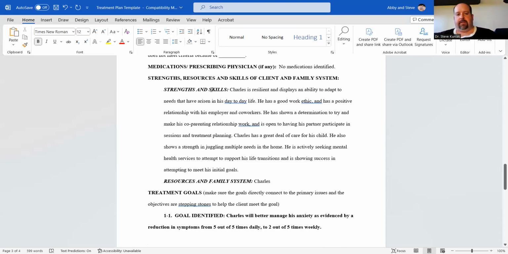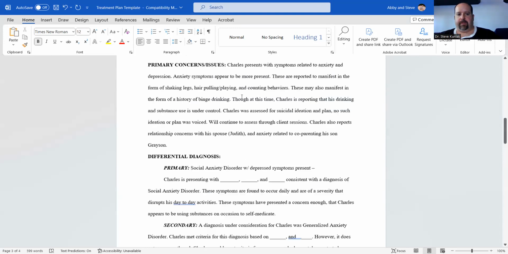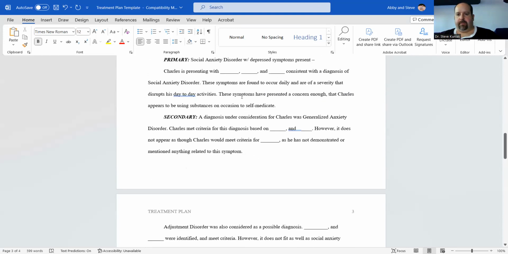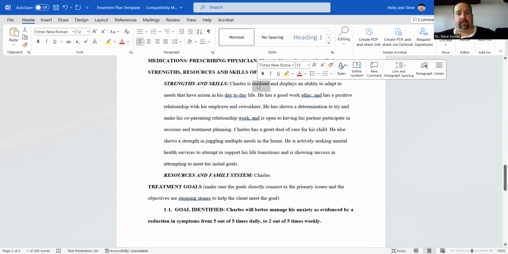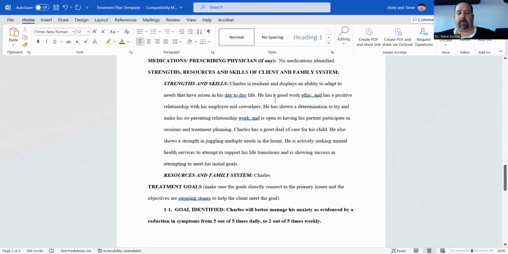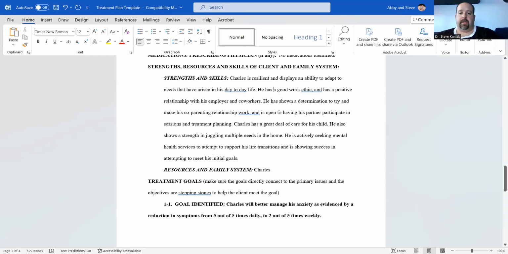Strength, resources, and skills of client and family systems. So you're going to put, again, a healthy paragraph similar to the presenting problems or primary concerns, but a healthy paragraph about the strengths that the client brings in. Consider things like, someone who has dealt with a lot of adversities may be resilient because they're still here and they're still working through it. So you may want to reframe some of your thoughts around this. This is some good practice of taking things that people are struggling with and identifying them as strengths and skills.